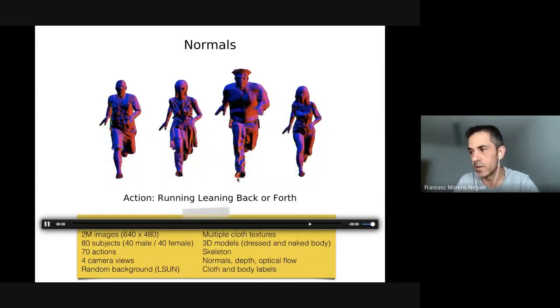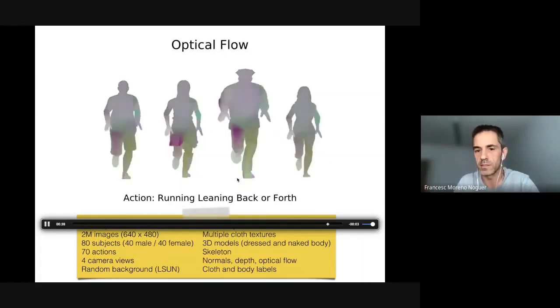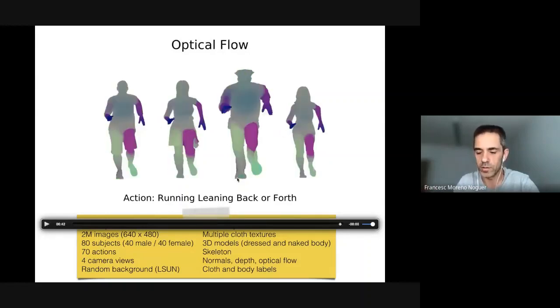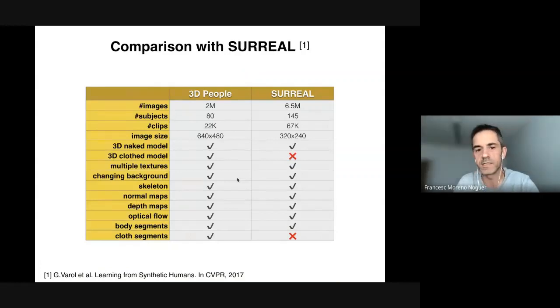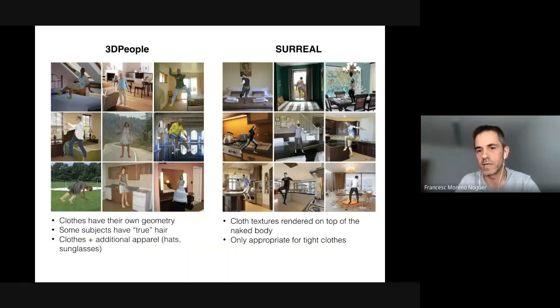This data set is very rich, but the first problem that we tried to tackle is cloth reconstruction. Here I compared this data set with another data set that existed at the moment, which was the SURREAL data set. The main difference, which is probably clearer in this next slide, is that SURREAL didn't have a 3D geometry for each one of the clothes, and actually only painted the clothes on top of a naked body. So the clothes didn't have their own geometry.